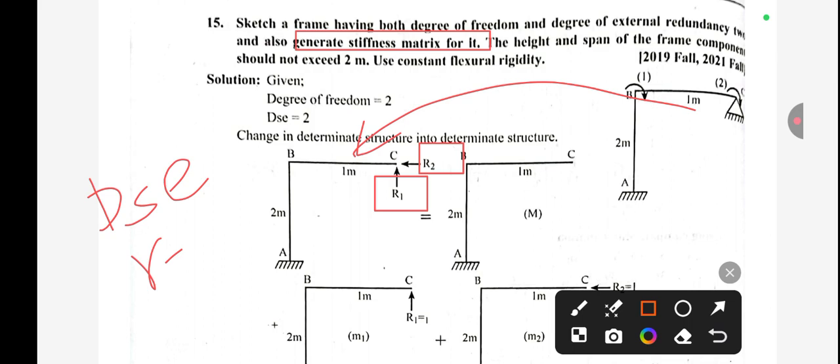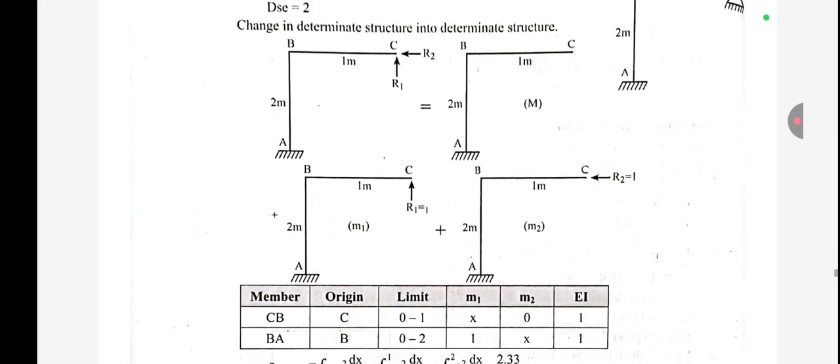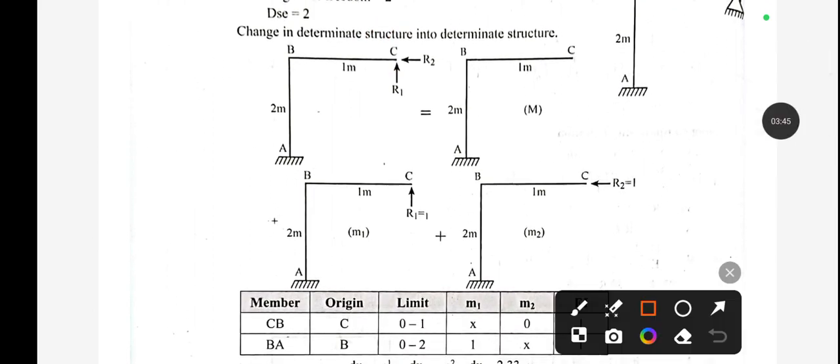Now we need to calculate two different values, okay. You can see here, we need to calculate M1 and M2, okay, because we have two different redundant forces R1 and R2. So at the very first we need to apply this R1 as 1, okay. Unit load we have to apply at redundant R1, and again we have to apply unit load at redundant R2. So this can be written as M1 and this can be written as M2, okay.